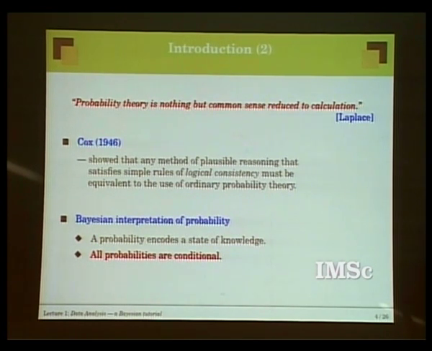And I'd say the Bayesian interpretation is that a probability encodes a state of knowledge, degree of belief, however you like to call it. And because it encodes a state of knowledge, all probabilities are conditional, because the information available to me may not be the same as the information available to you. So all probabilities are conditional.